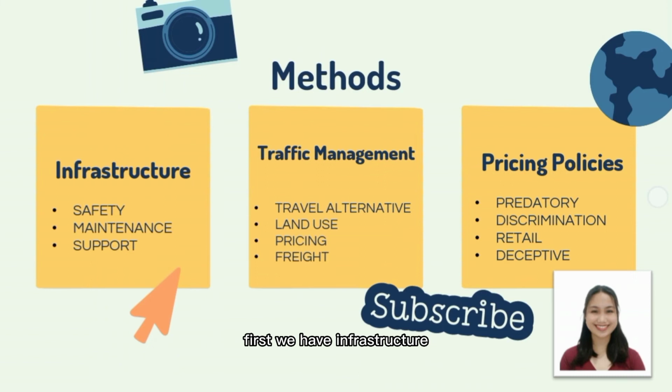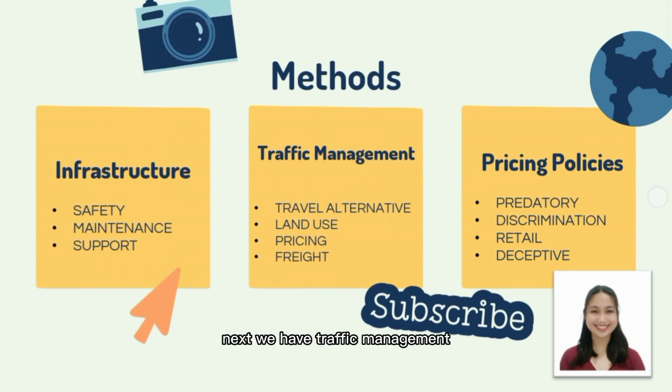First, we have infrastructure. In infrastructure, we have safety, which is the public health, well-being, and prosperity by providing and maintaining facilities. In infrastructure safety, they provide facilities that focus on the public health and well-being. Next is maintenance. In infrastructure maintenance, they provide adequate police and fire services. And next, we have support, where they maintain infrastructure that supports population growth.